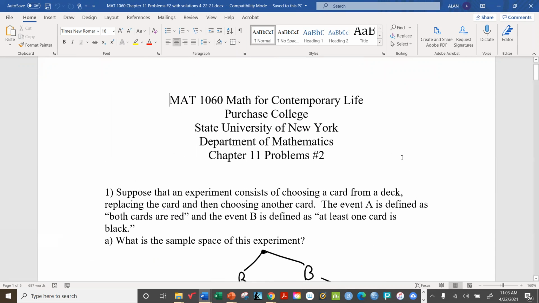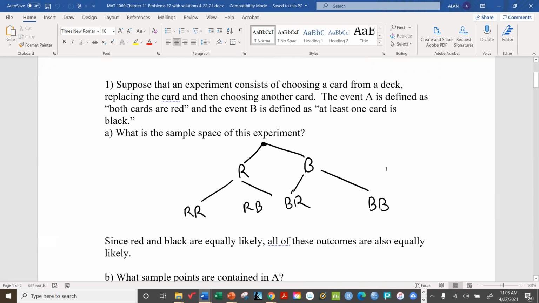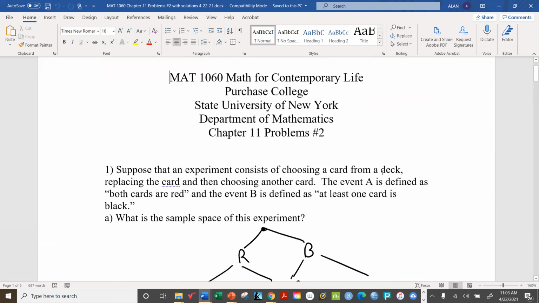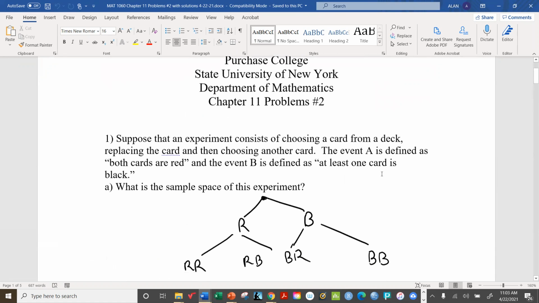Anyway, so there's some similar type problems here, but there's some different ones at the end as well. So why don't we start at the beginning? So this time our experiment means we're picking a card from a deck, but we're replacing it and then picking another one. And because of that, the probability of the second card being either red or black is not affected by what happens to the first card.